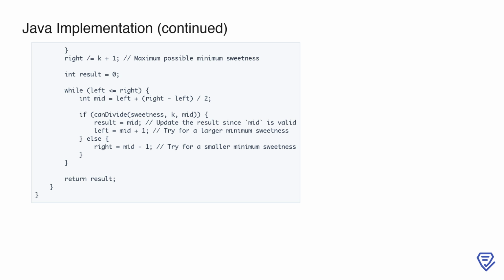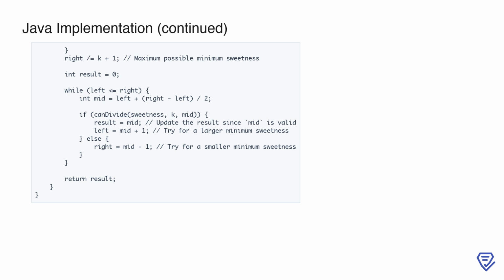The binary search starts with a while loop that runs as long as left is less than or equal to right. Within the loop, we calculate the midpoint mid using left and right. This midpoint represents the current candidate for the minimum sweetness. We then call the canDivide helper function with mid.